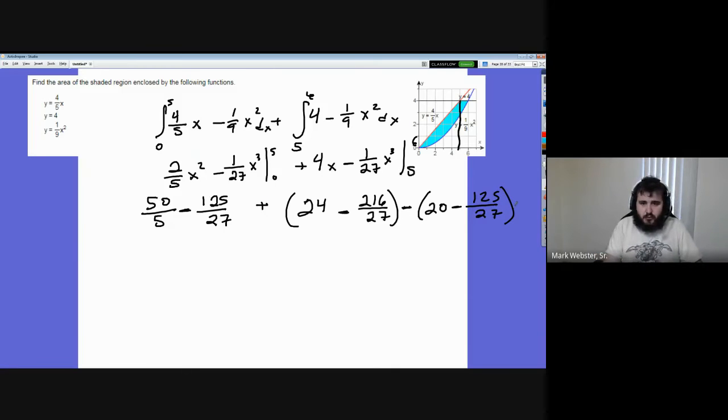I'm going to just sort of simplify what I can here. 50 over 5, that's 10, minus this part, plus, that's already simplified. This, 216 divided by 27. I think there's 3 factors of 3 in 216. Yeah, 6 times 6 times 6. 27 times 8.